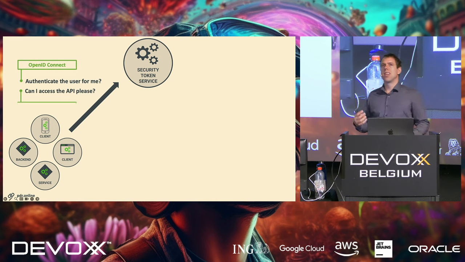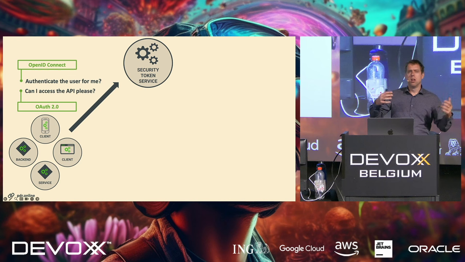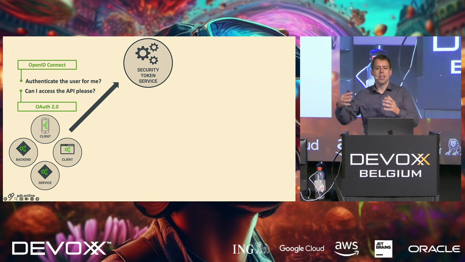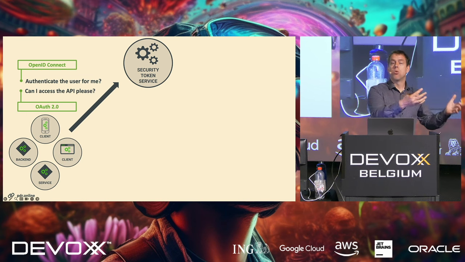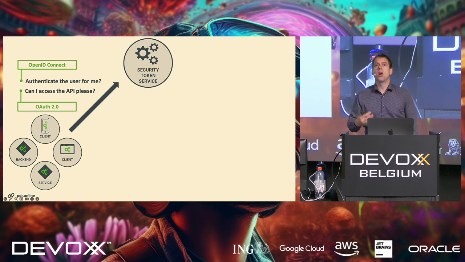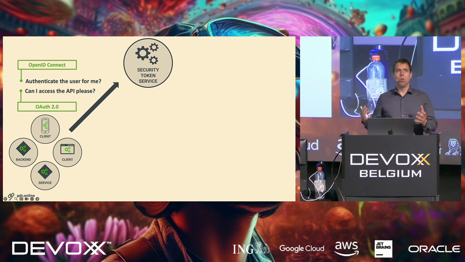And a second question is like, hey, I would like to access something, probably on behalf of the user or directly, like an API. Can you make that happen? Can you give me something I can present to the API so that the API knows who I am and can make an authorization decision? And that part is OAuth. And how these things relate to each other will become clear shortly.